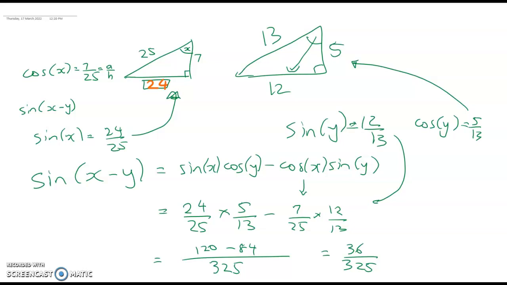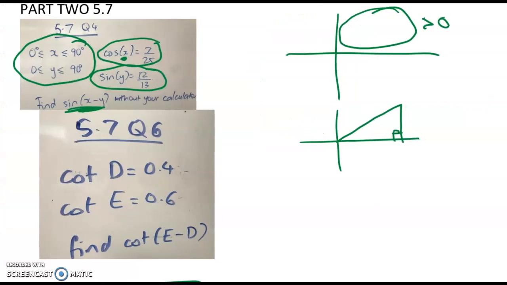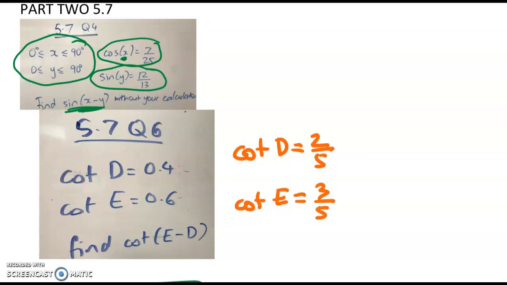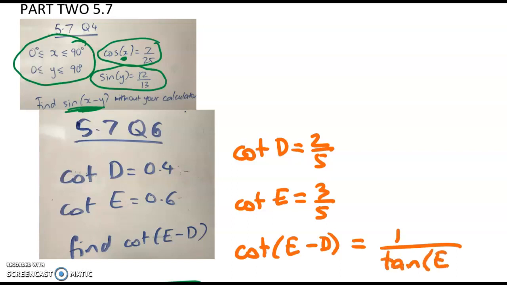And then the next question is very similar, but it's using cotangents. So actually this one's even easier. It's going to use the tan compound angle. So here, cot of D is equal to 2/5, and cot of E is equal to 3/5. Now, I didn't even draw triangles for this one. We could do, but we don't have to. We're asked to find the cotangent of E minus D. Well, we know that the cotangent of an angle is 1 over the tangent. So tan of E minus D.